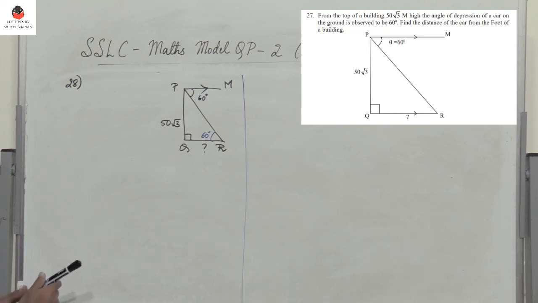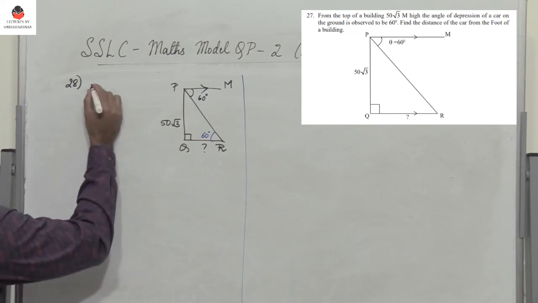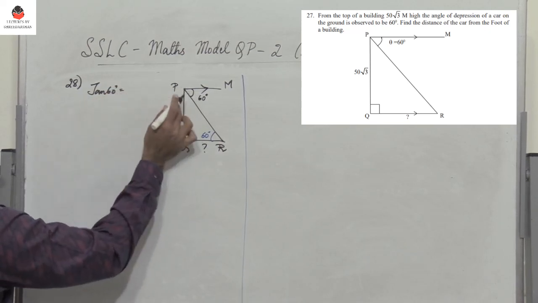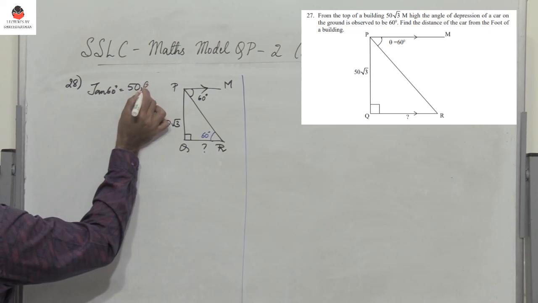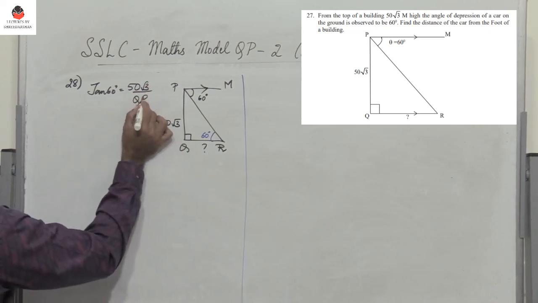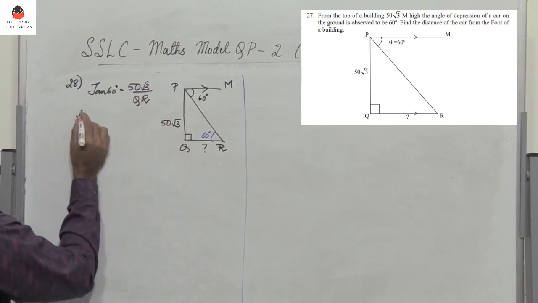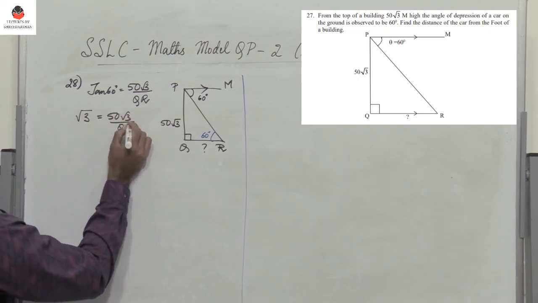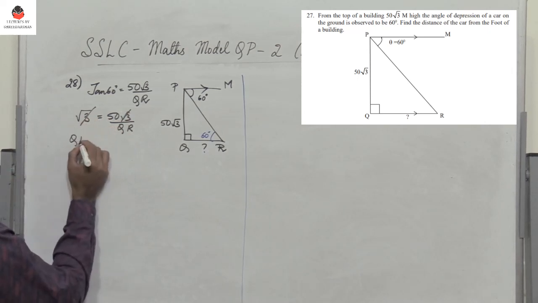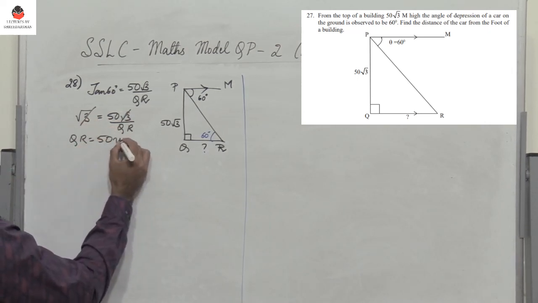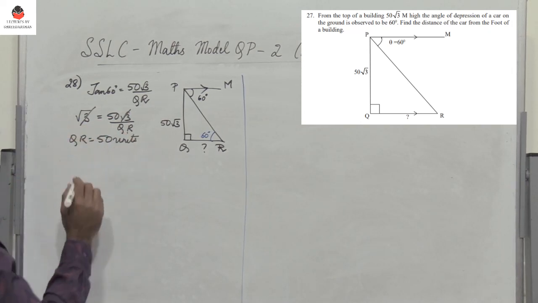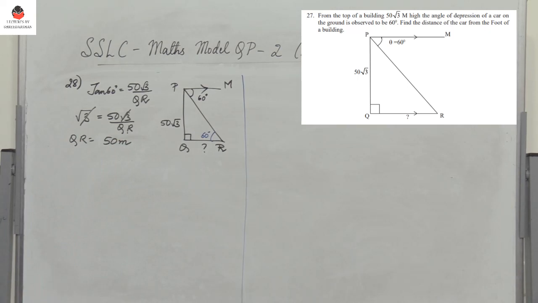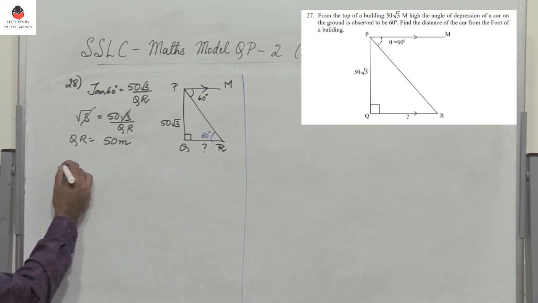Alright, so now what is tan 60? Very simple. So I have tan 60 is opposite side, which is PQ, which I know is 50 root 3, divided by QR. Now what is tan 60? It is root 3, equals 50 root 3 by QR. So root 3 gets cancelled. So what is QR? It is nothing but 50 units. So QR is 50 meters. So very simple problem. Next, problem 28.